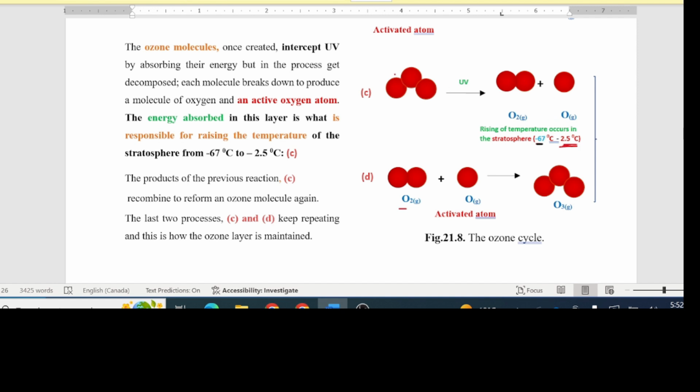As the ozone molecules absorb UV, they get decomposed into these products here, and energy is retained in that layer of the stratosphere. Finally, once these are formed, they will quickly react with each other to reform the ozone molecule. So these two reactions depict for us how the ozone layer is being maintained.